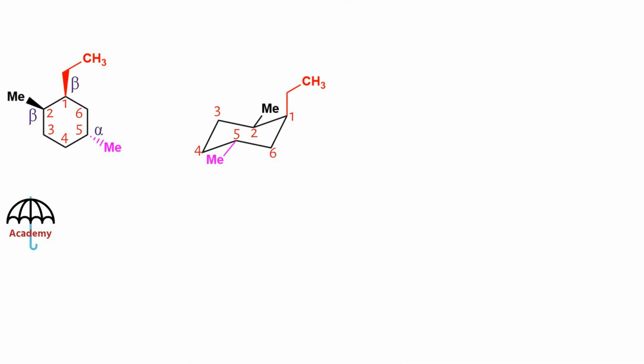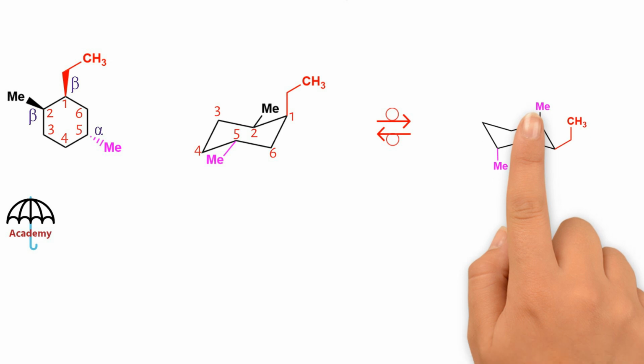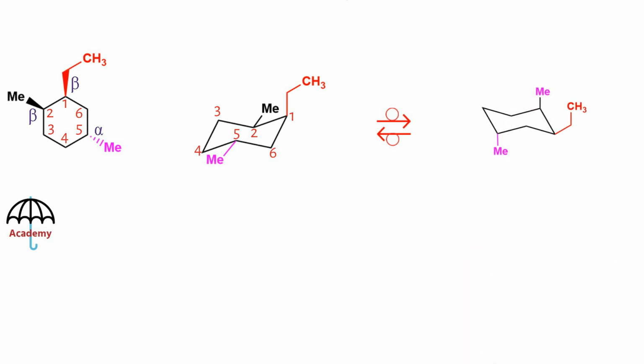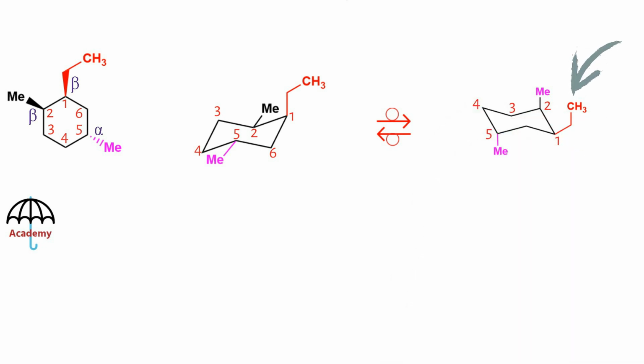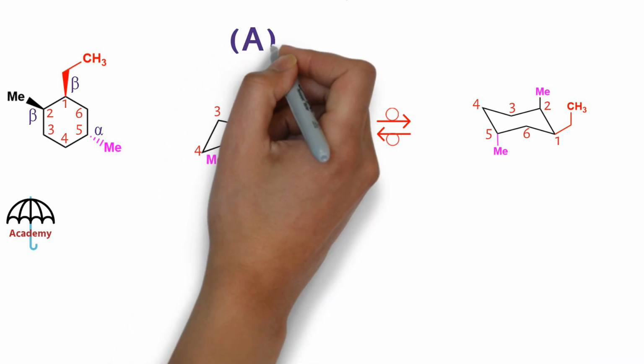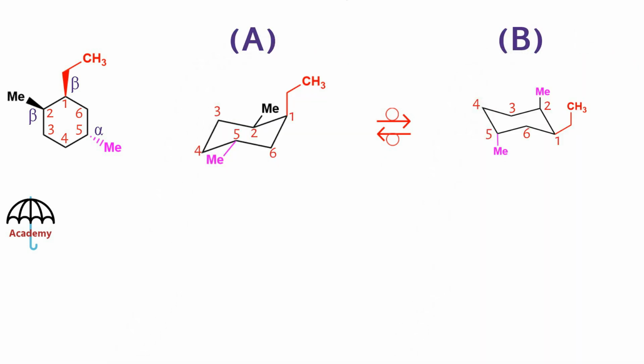A chair flip converts all axial groups to equatorial and vice versa. But all up groups remain up. And all down groups remain down. Thus, ethyl at C1 is now equatorial but still up. Methyl at C2 is now axial but still up. Methyl at C5 is now axial but still down. Mark this as conformer A and this as conformer B.